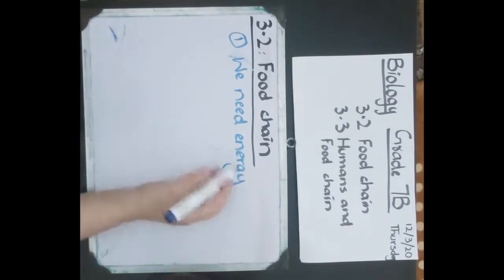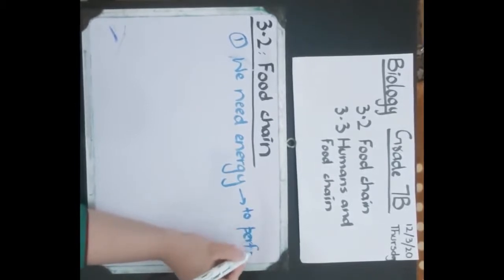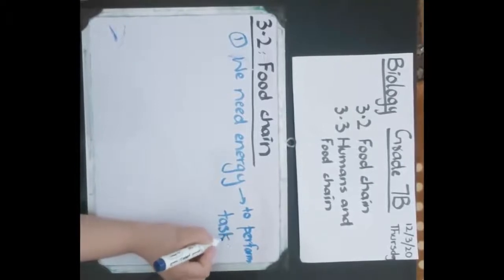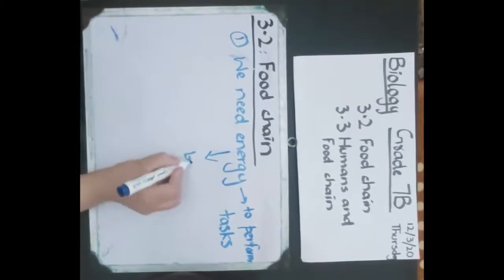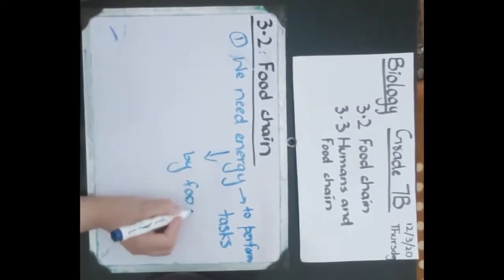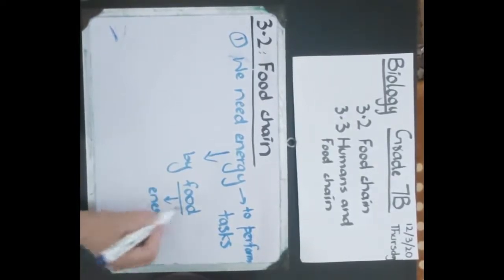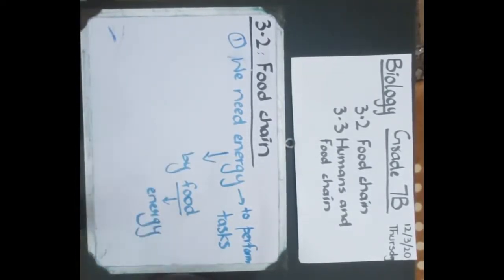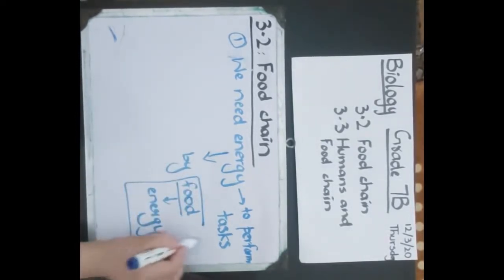You need energy to perform tasks or work. If you want to work, you need energy. And how do you get energy? By food. Okay, so you can say that food gives you energy. You need energy to perform your tasks, your work, and you get energy by food, or simply food gives you energy.